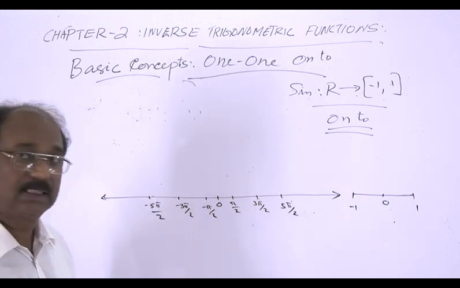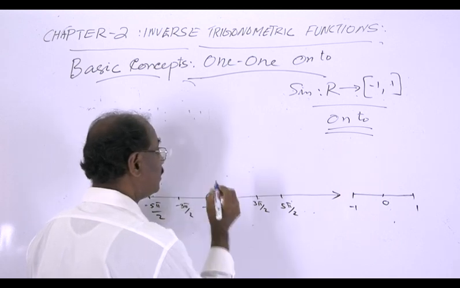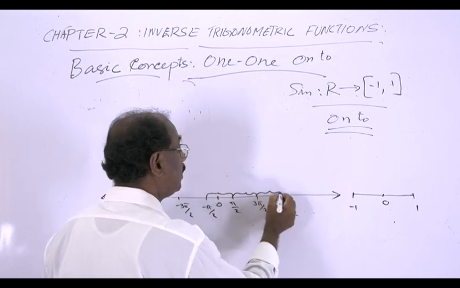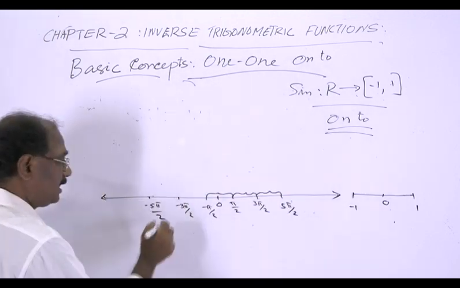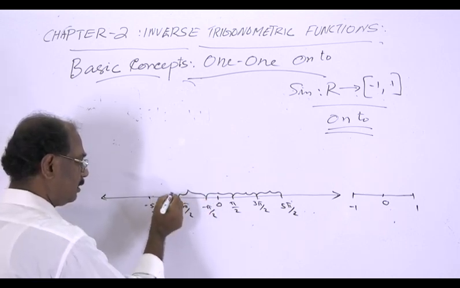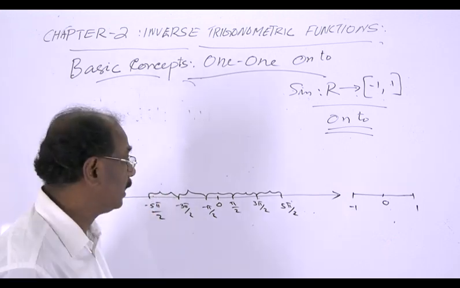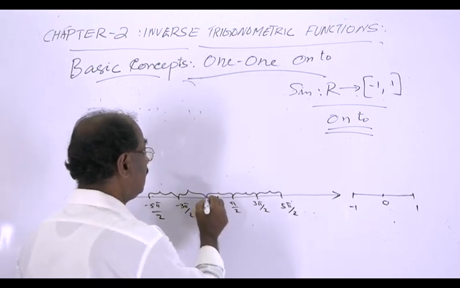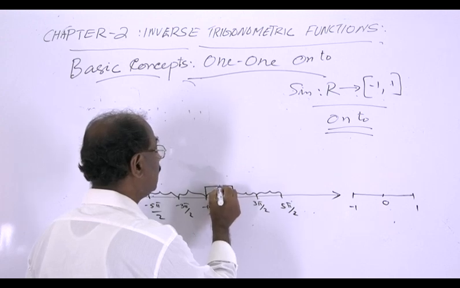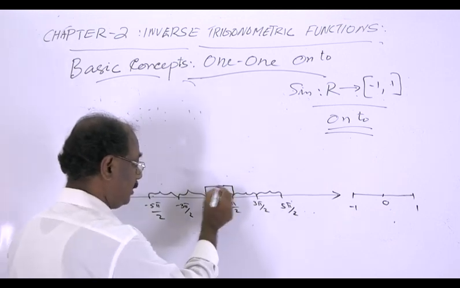Divide this into this. Then we have one sub-interval -π/2 to +π/2, then π/2 to 3π/2, 3π/2 to 5π/2, and so on. And towards the left, -π/2 to -3π/2, in this fashion. And now consider this interval -π/2 to +π/2.